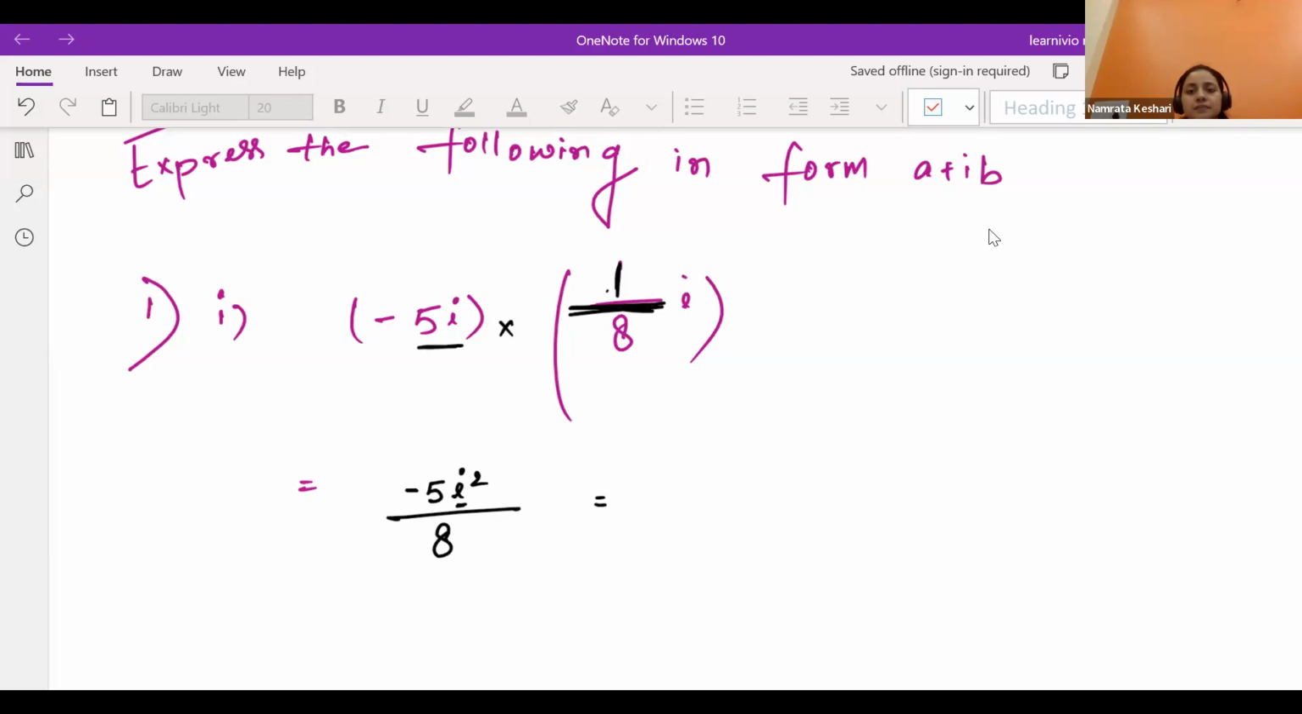Is it plus one? Last class I was telling you i square is plus one. Please check it if you have noted down anything from the last class. Ma'am, i square is plus one only. We were taking plus one in the last class. Please check it.